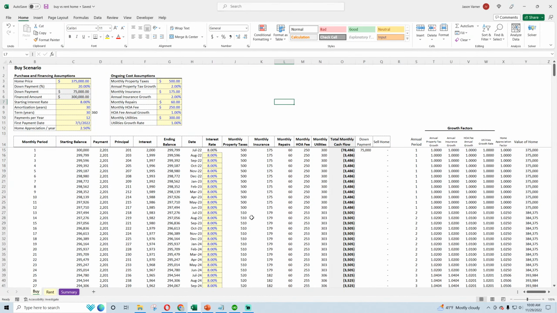Okay, what's happening, everybody? Buying versus renting a home, the financial impact analysis that we're building here. This is day two or part two of it, and we're going to keep building.